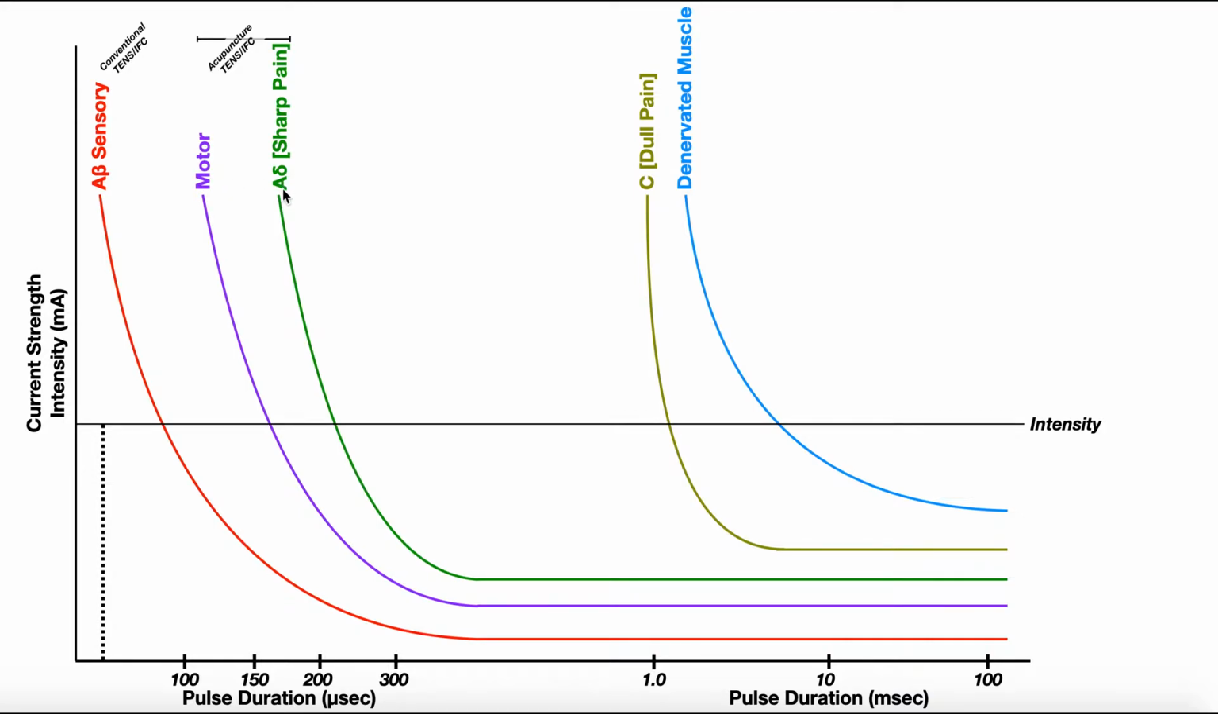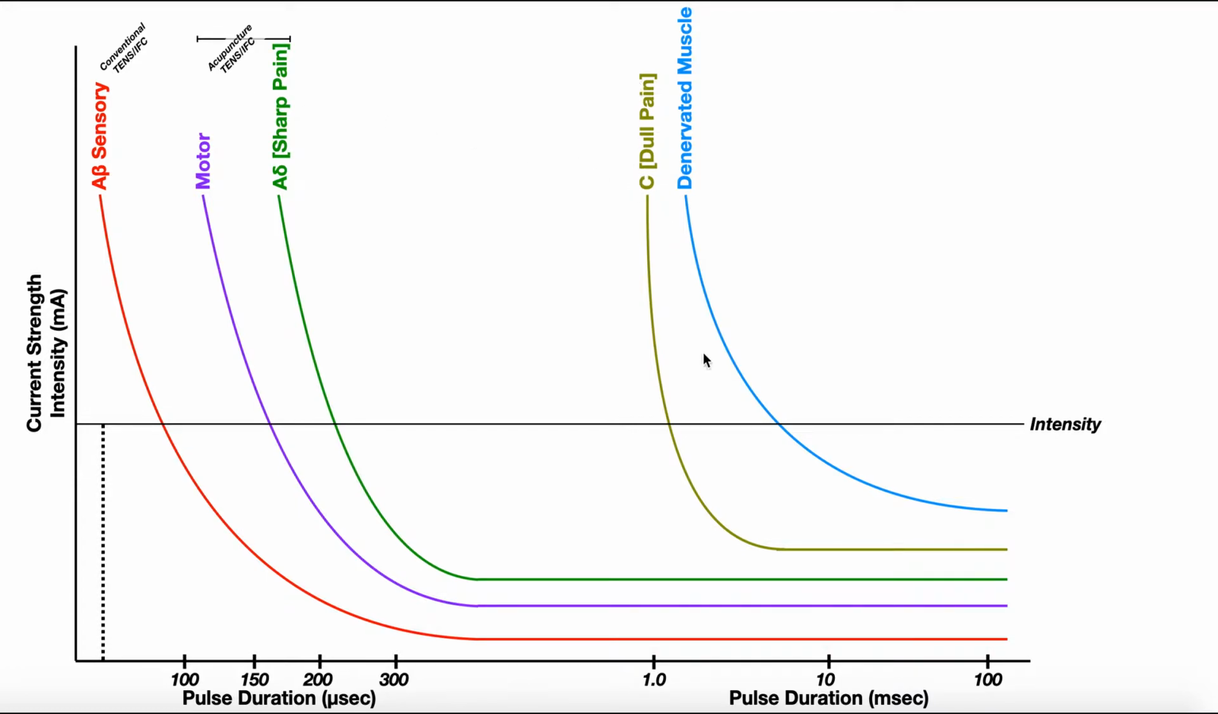And the green curve right here are the A delta nerve fibers, which are responsible for transmitting information regarding sharp pain. Both of these, the motor neurons and the A delta sharp pain fibers, are going to be stimulated when we use the acupuncture setting on TENS and IFC, and also electrical muscle stimulation, so NMES and Russian stimulation.